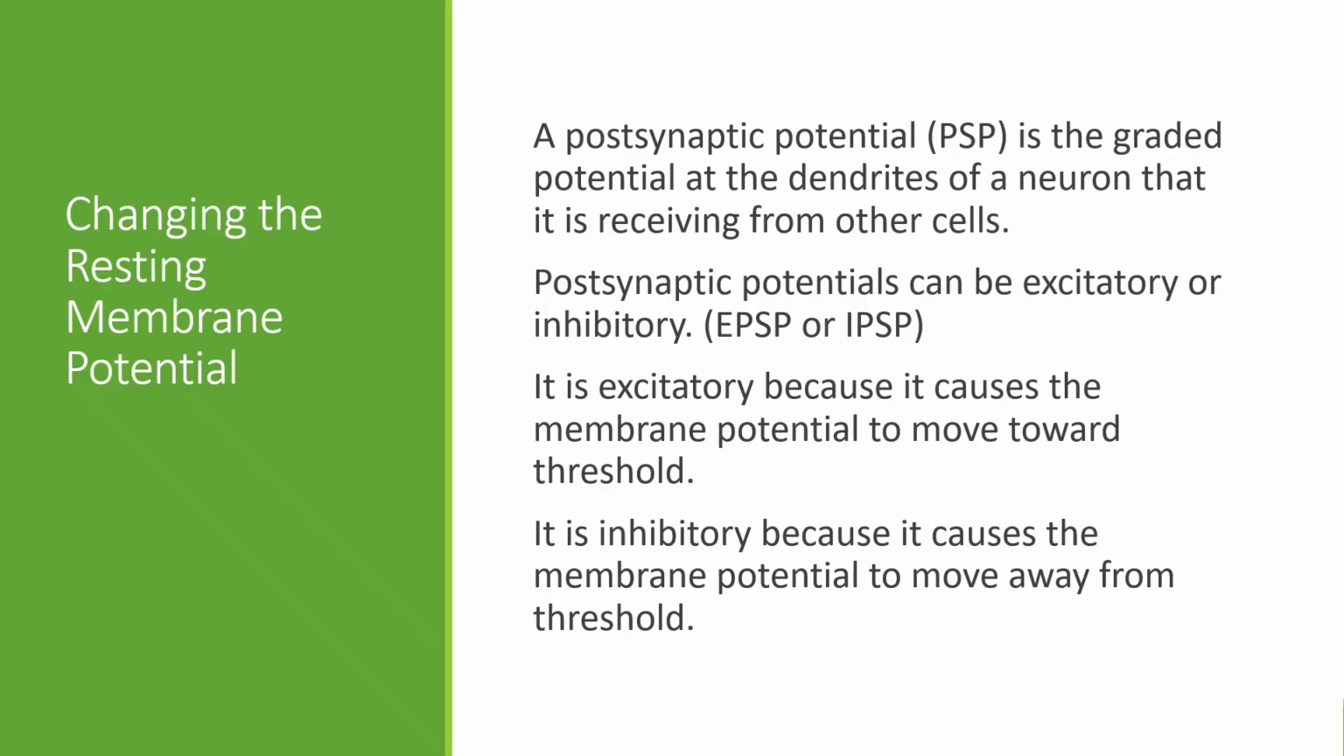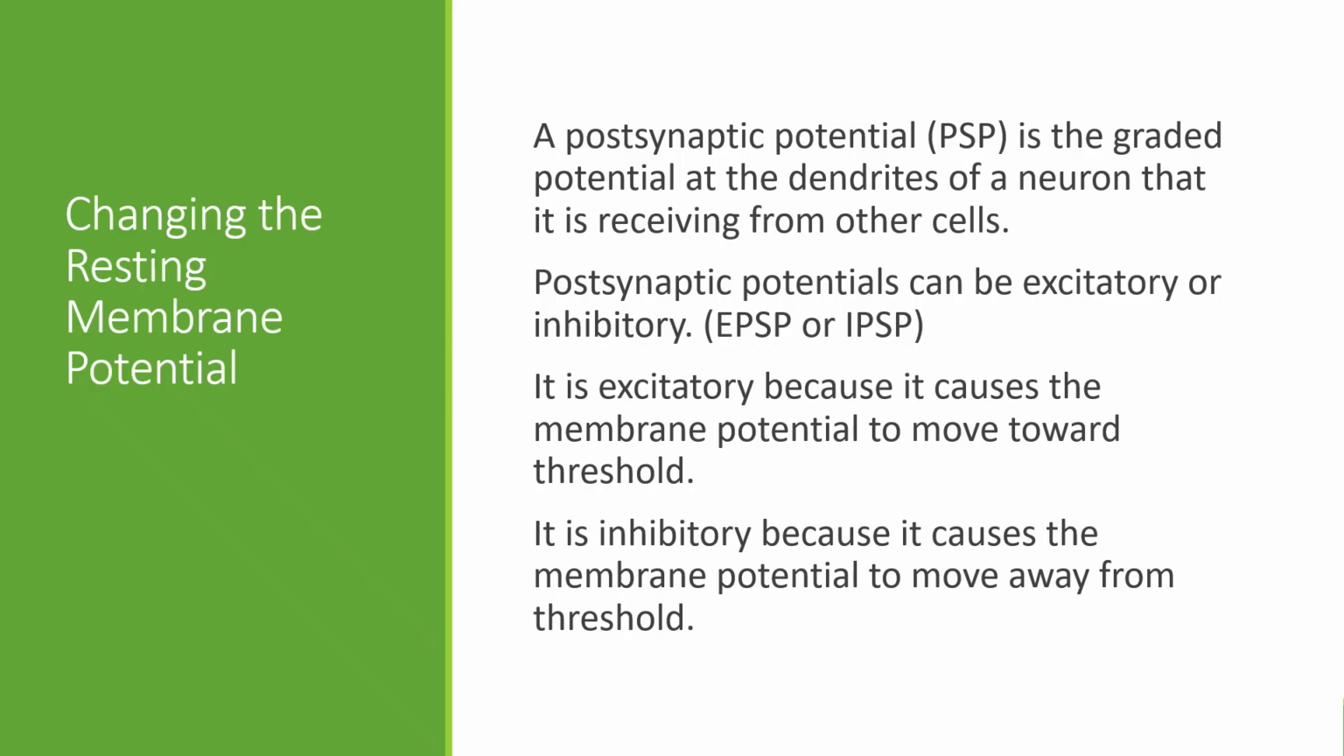A postsynaptic potential, a PSP, is the graded potential on the dendrites, as I mentioned earlier, of a neuron that is being received from other cells. So a neuron is receiving information at its dendrites from a lot of different cells, thousands of different cells at the same time. Postsynaptic potentials that are coming in can be either excitatory or inhibitory. We refer to them as an EPSP if it's an excitatory postsynaptic potential, or an IPSP if it's an inhibitory postsynaptic potential.